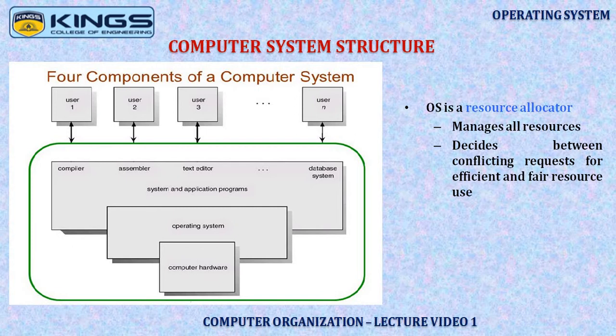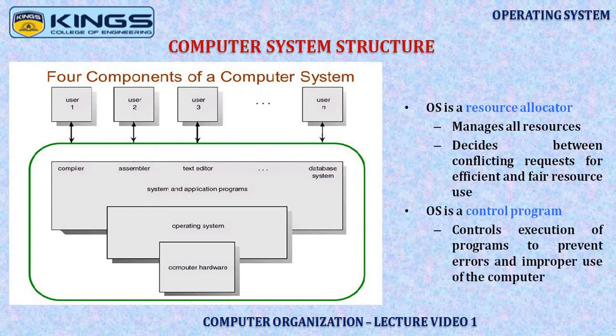And when there is a conflict in accessing the system resources by the users, n number of users will be accessing at a time. Now, in case there are conflicts between the resource accesses, it is the operating system which is going to ensure that fair and efficient resource allocation is made. Operating system is also acting as a control program too. It is the operating system which controls the execution of programs to prevent errors and improper use of the computer.